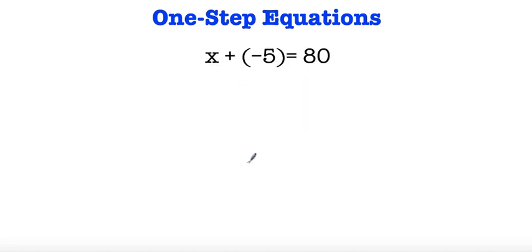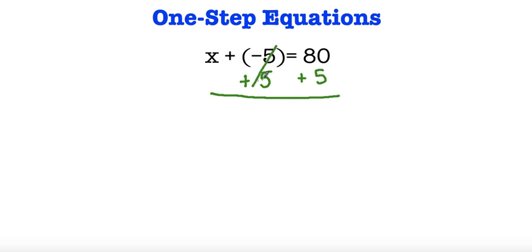So here we have another problem. x plus negative 5 is equal to 80. Now, same thing. Here we have negative 5, and we know its opposite is positive 5. So here, to cancel out this negative 5, I'm going to have to add 5. And whatever we do on one side of the equation, we must do on the other side to keep it balanced. So I'm going to add a 5 here.